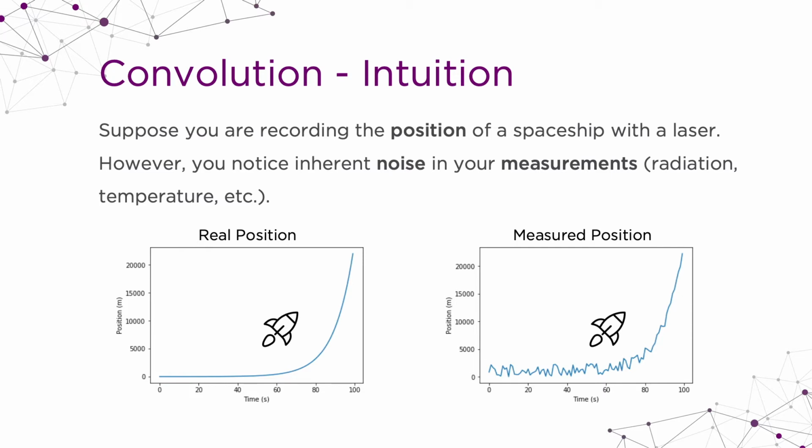Suppose that you are recording the position of a spaceship. Let's assume it's a perfect spaceship, and it's taking off from Earth. So we have here the real trajectory of this spaceship, the actual trajectory it's following. And suppose that you're measuring this with a laser that might have some inherent noise involved in it. Perhaps it's due to temperature, perhaps it's due to ambient noise, a lot of different factors that are outside of your control. So when you measure your position, you get a very noisy signal that might look like the path of the spaceship, but you know that it's not the real path due to this noise.